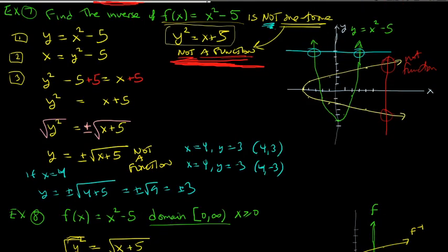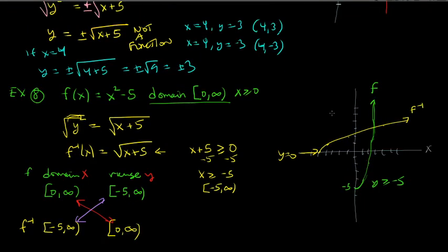So f was 2-to-1 because every horizontal line crossed twice. And here, every horizontal line just crosses once. And so for the inverse, it's the opposite. Every vertical line crosses just once, which makes it a function. So I hope that helps.